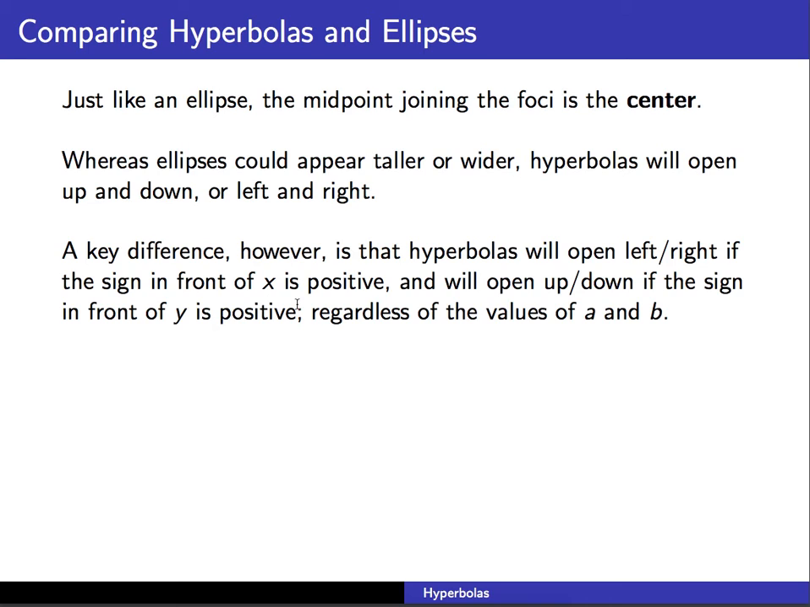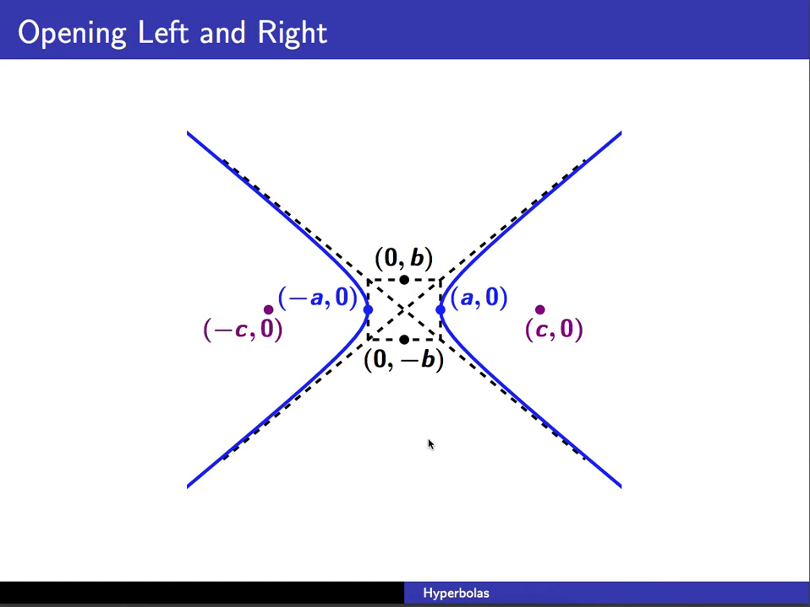So if x has a positive in front of it, but the y has a negative in front of it, even if the y has a bigger denominator, the x is the one that's positive, so our hyperbola would open left and right. So here, speaking of, we have a hyperbola that opens left and right. We have the center. Here are the two vertices of our hyperbola. It resembles two parabolas, one opening left, one opening right.